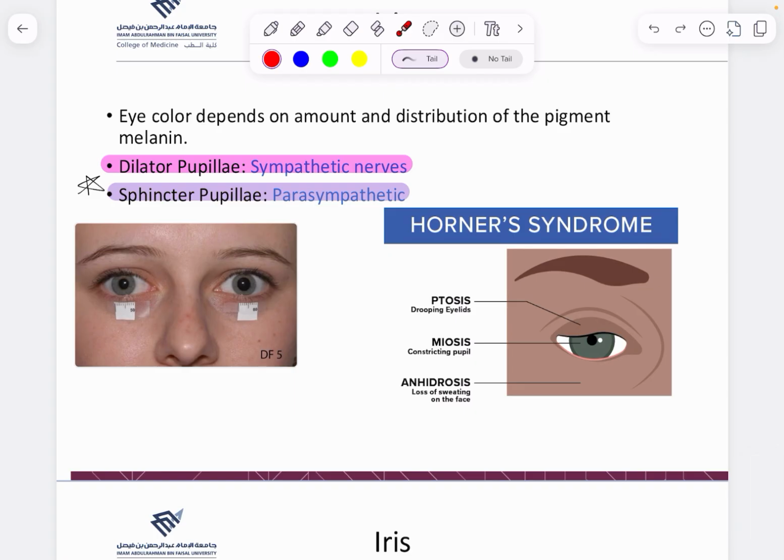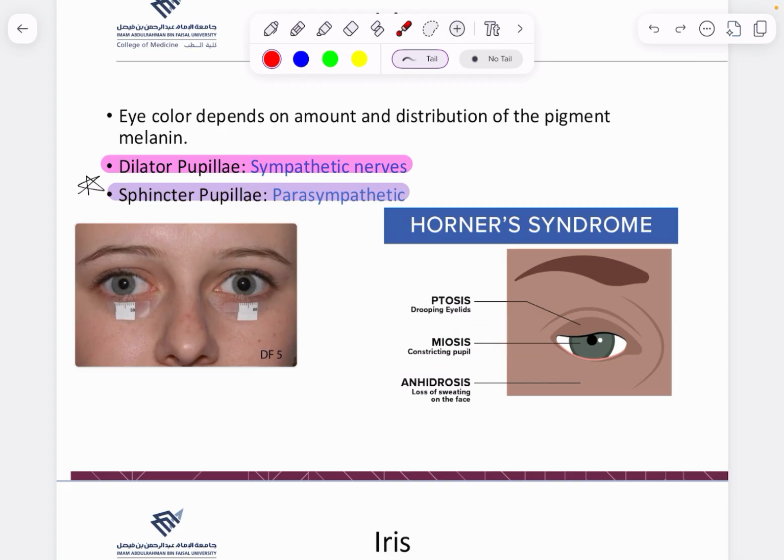Here what matters to us is the two muscles. We have the dilating muscle, which is controlled by sympathetic nerves, and the sphincter, the constricting muscle, which is controlled by the parasympathetic nerves. When we have Horner syndrome, why do we have miosis, a constricting pupil? We said Horner syndrome affects the sympathetic. So when you don't have the dilating muscle, the sphincter, or the constricting muscle, is going to take over, so you're going to have a constricted pupil.